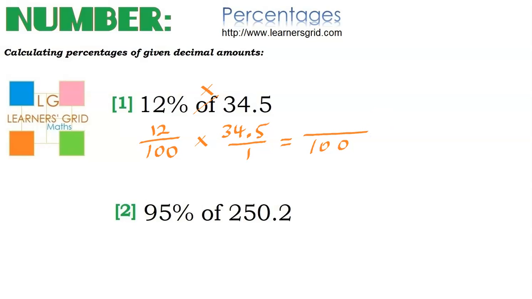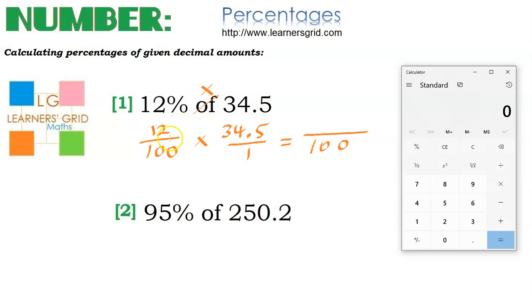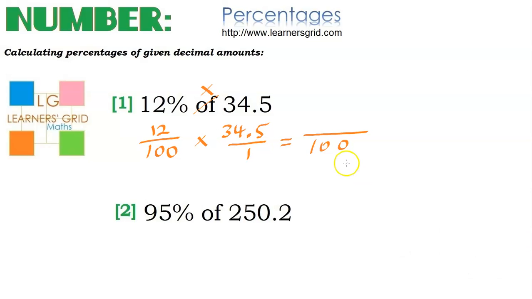And this is the point that I think I'll bring in my calculator to help me out. We want to do 12 multiplied by 34.5. And that equals 414. So let's write that down, 414. Okay, so we're nearly done. All we do now is do what this says.